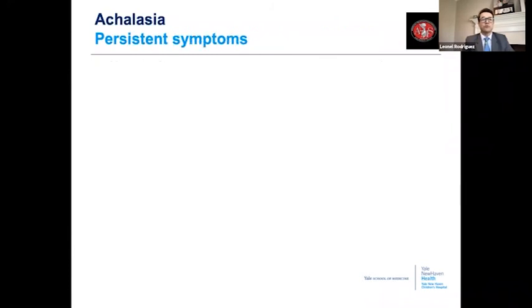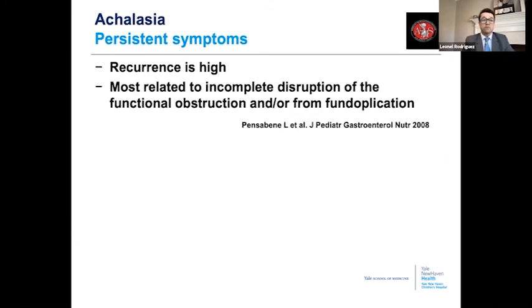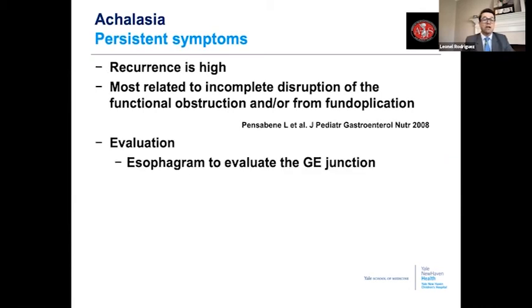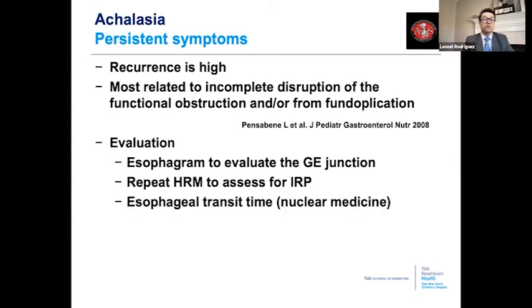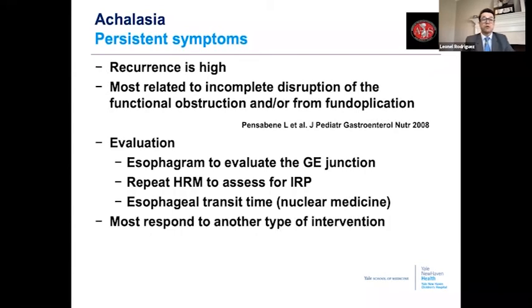So what do we do with those with persistent symptoms? We know the recurrence is high. Most of the time it's related to incomplete disruption of the functional obstruction or in those that undergo fundoplication. The evaluation of those includes an esophagram to evaluate the GE junction. We repeat the manometry to assess the residual IRP. And we also have been using esophageal transit time by nuclear medicine to try to evaluate retention. Most respond to another type of intervention.